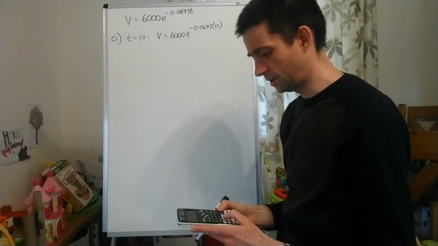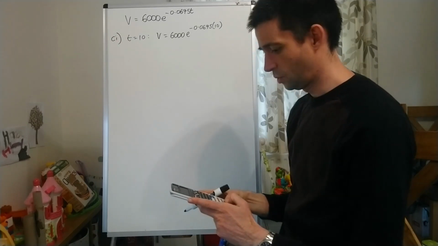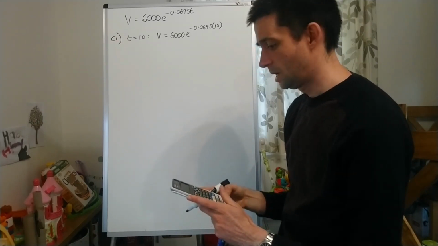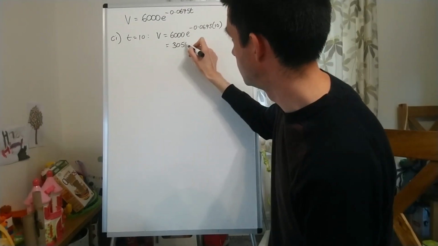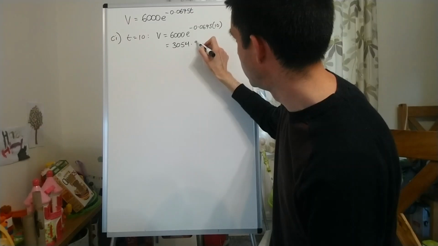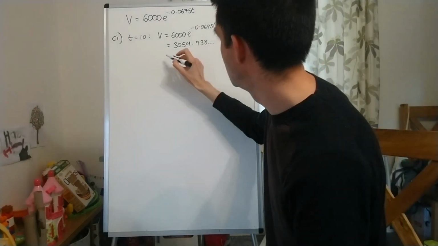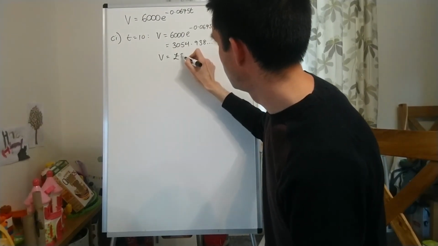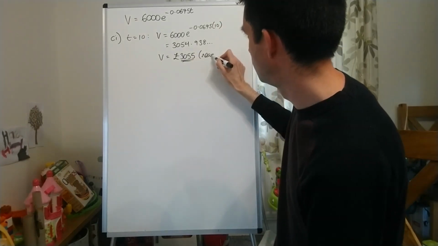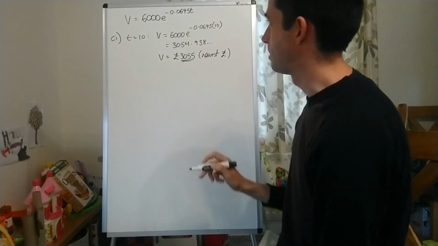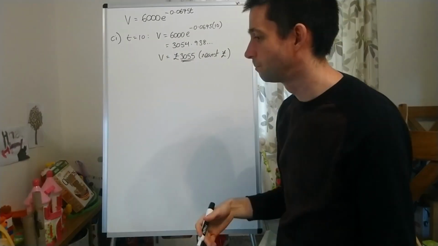So 6,000 times e to the power of negative 0.0675 times 10 comes out as 3,054.938, and I'm asked for the nearest pound, so the value is £3,055, and that is to the nearest pound. So given a value of t, sub it in, find the value of v.